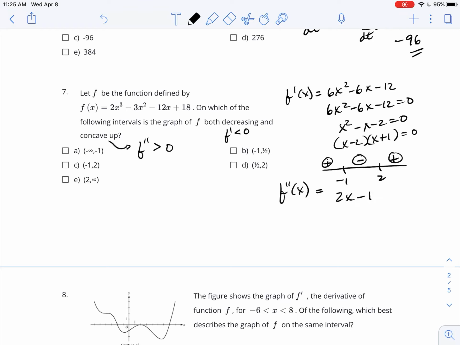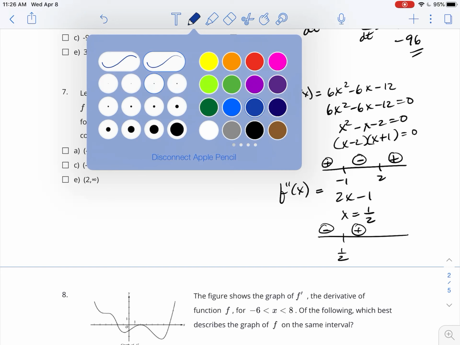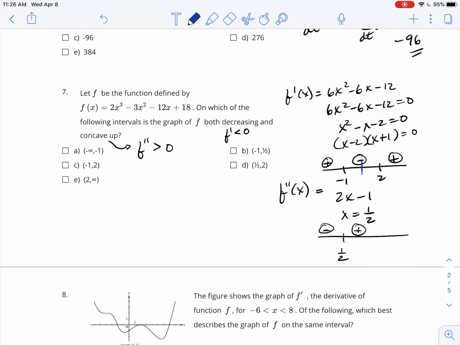And then now let's check f double prime. If I find the derivative of the function, that's going to give you 2x minus 1. Set this equal to 0, and so we're going to get x is equal to 1/2. All right, let's check 1/2. It's going to be negative less than 1/2 and positive greater than 1/2. And so I'm going to kind of marry these two together.